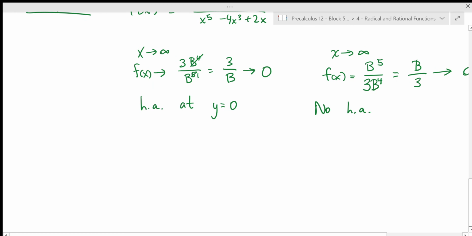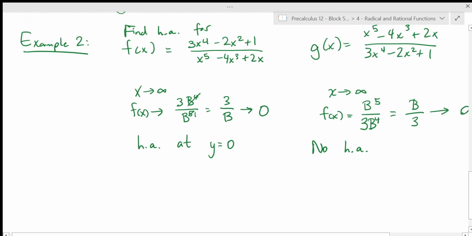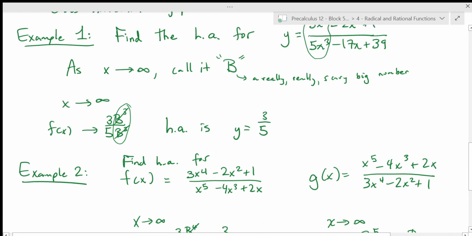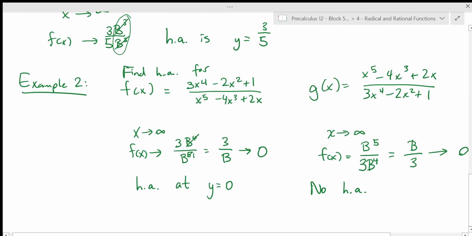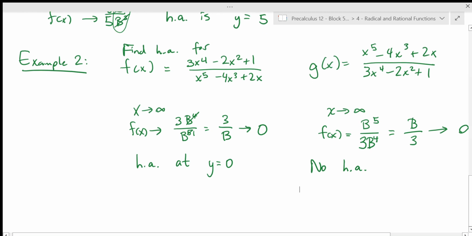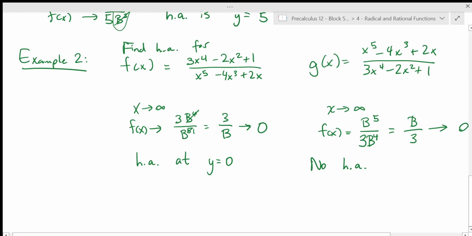Now let's just take a quick look back. It looks like one thing is happening when the highest degree term in the numerator and denominator has the same degree. Something is happening when the highest degree term is in the denominator, and something is happening when the highest degree term is in the numerator. And this actually can translate into a list of rules.